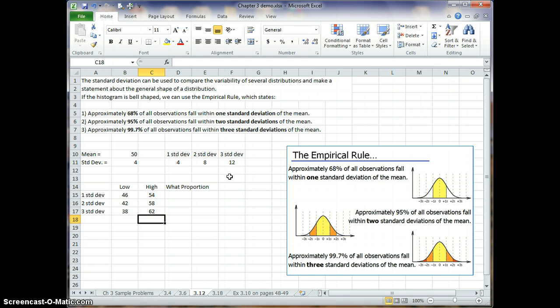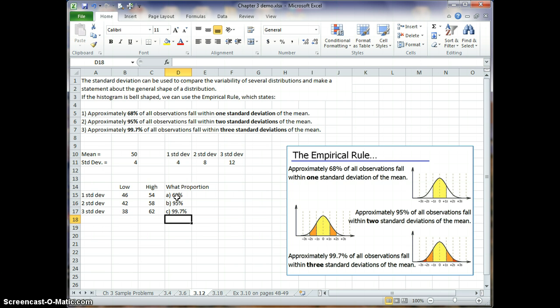And you'll notice in the problem, part A would have 68%, B would be 95%, and C would be 99.7%.